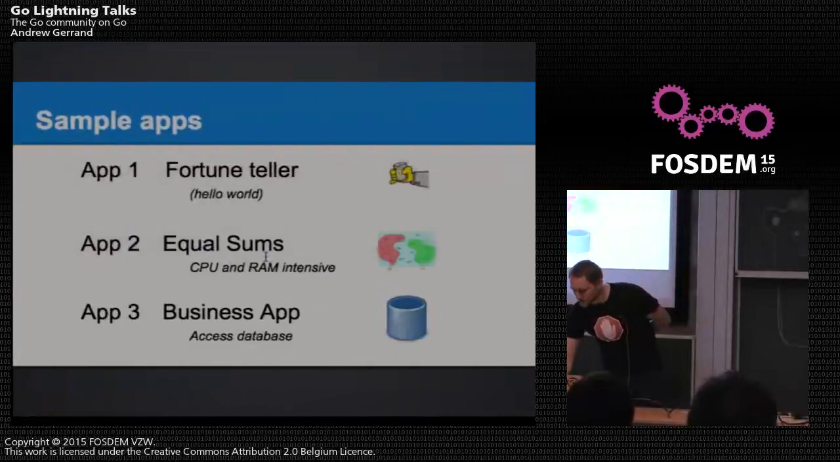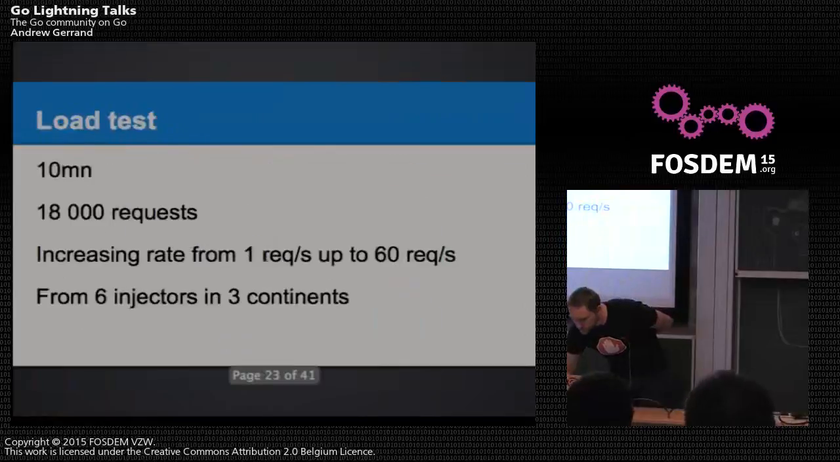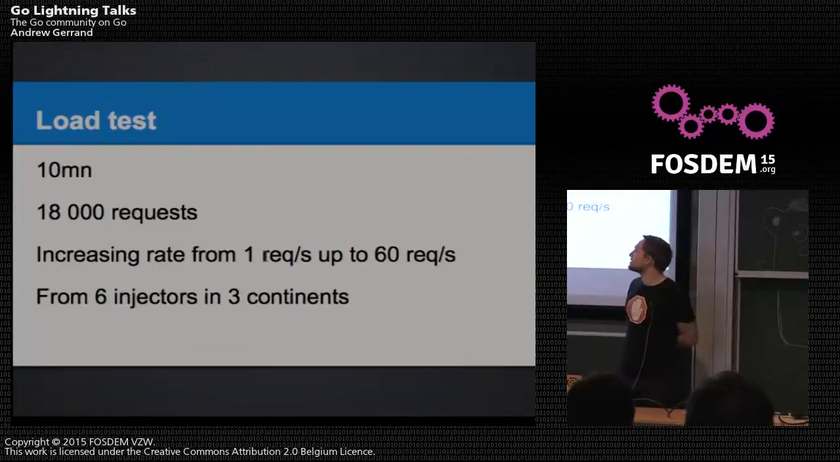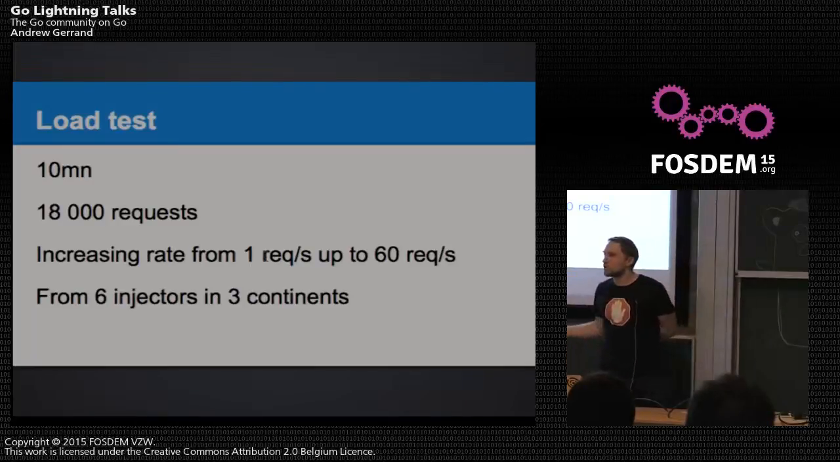So a few figures. I set up some load tests. Each load test is 10 minutes. It sends 18,000 requests at an increasing rate, a ramp, and it uses 6 injectors: 2 in Asia, 2 in Europe, and 2 in the US.